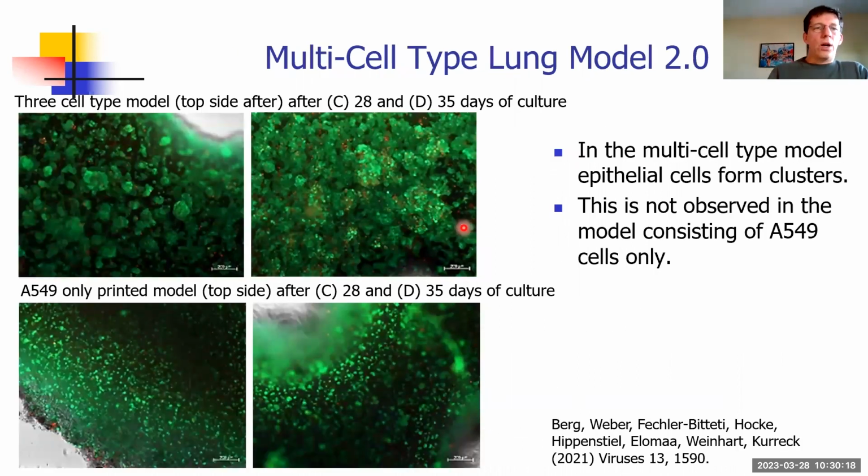Another thing is that we observed some nice morphological things. For example, here you see that in the 3-cell type model, we have a clustering of the A549 cells on top of this model, whereas in the A549 only model, the cells remain spread and distributed. So obviously there is some interaction between the different cell types in the 3D model.